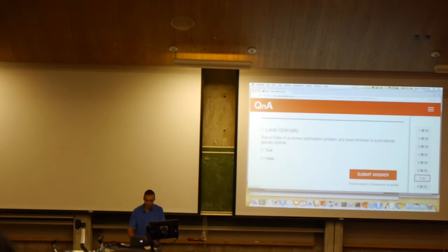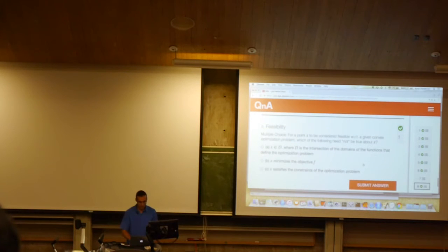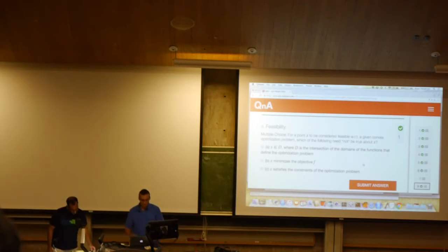Local optimality. In a convex optimization problem, any local minimizer is automatically globally optimal. What do you guys think? True or false? True. Yeah, that was the thing we proved at the end. That's the key property of a convex problem. And the last question was feasibility. For point x to be considered feasible with respect to a given convex optimization problem, which of the following need not be true about x? x is in D, where D is the intersection of all the domains that define the optimization problem. x minimizes the objective, or x satisfies the constraints of the optimization problem.